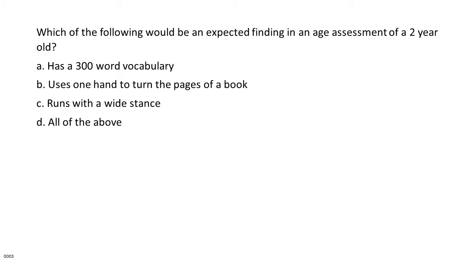Which of the following would be an expected finding in an age assessment of a 2-year-old? A. Has a 300-word vocabulary. B. Uses one hand to turn the pages of a book. C. Runs with a wide stance. D. All of the above.